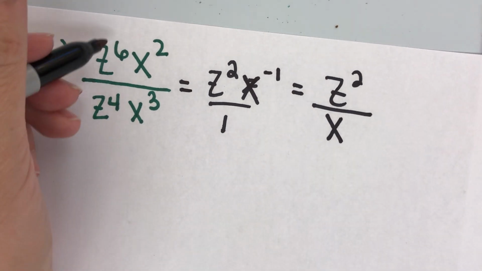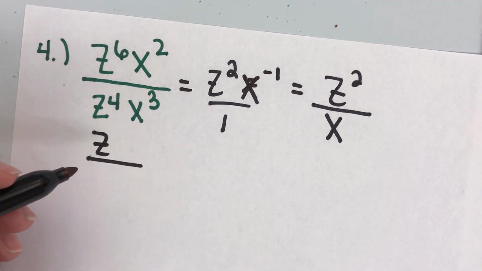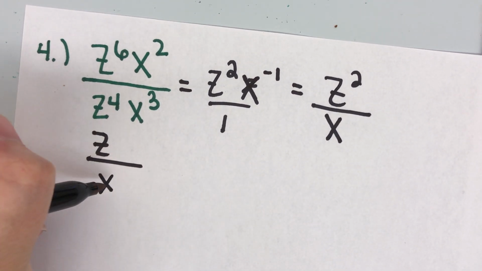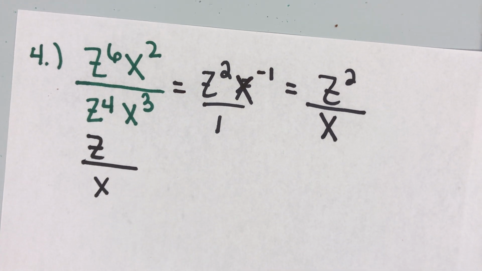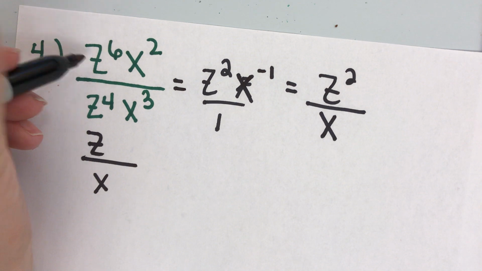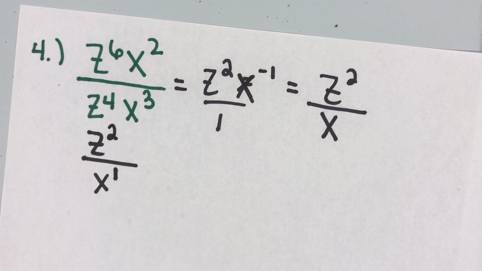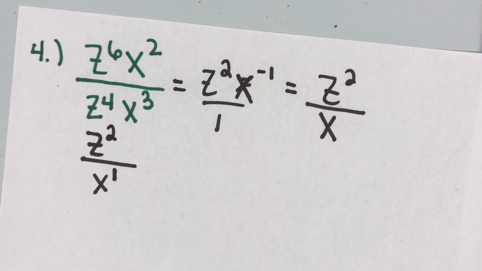Or you could just look at this problem and say there are more z's in the top, so the z will stay on the top. There are more x's in the bottom, so the x will stay on the bottom. And then you can figure out how many of each will stay where they are. So how many more z's are there in the top? Well, there are 2 more. And how many more x's in the bottom? 1 more, although I don't really need to write the 1. And that's the same answer I just got using the division rule.